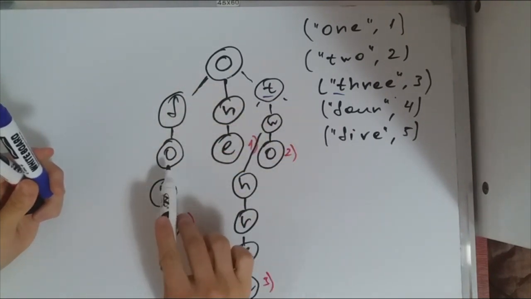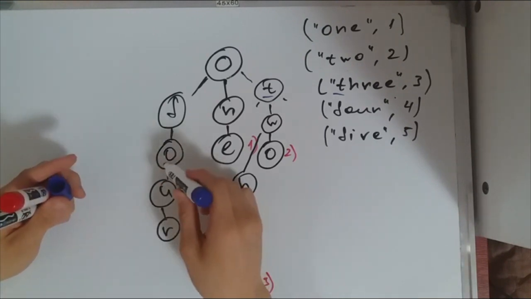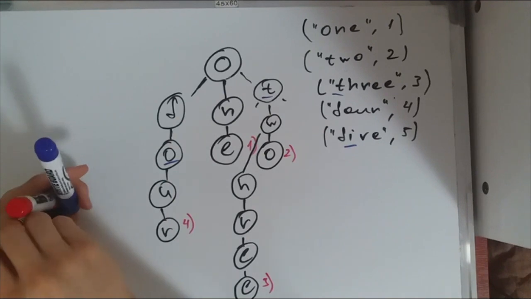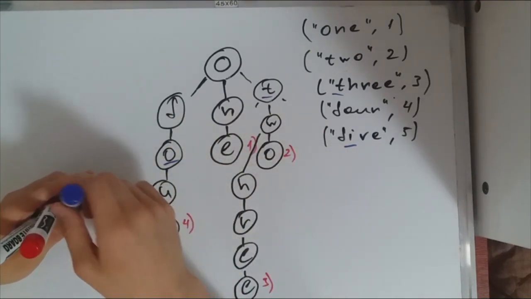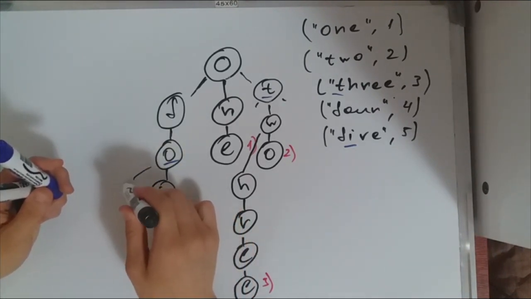We're here now. We are comparing O with I. So I is actually less than O, and because of that we go to the left. 5.